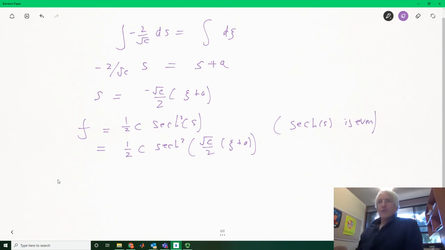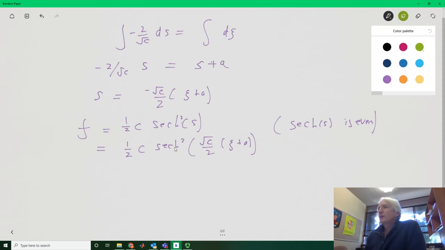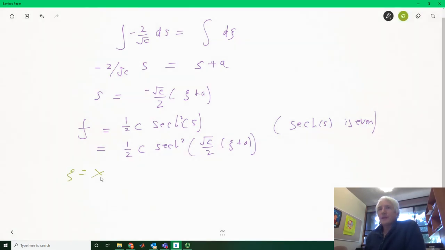Okay. So finally, going back to my original colour, we've got zeta is x minus ct, so the travelling wave f, and of course the time coordinate is arbitrary, so this constant here is not really very important. We get f is a half c hyperbolic secant squared of the square root of c over 2 times x minus ct plus a. So there's the formula for the solitary wave.